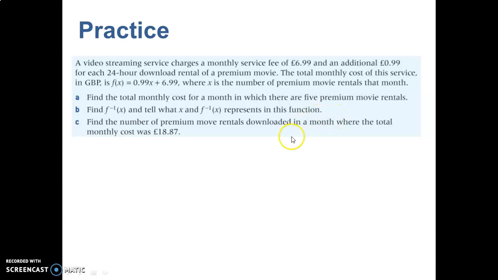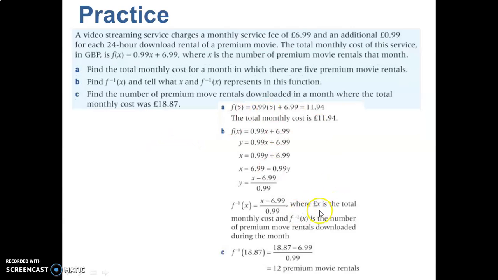And B, try B as well. Find the inverse function and explain what it represents for this function. Finally, find the number of premium movie rentals downloaded in a month where the total monthly cost was this. So this is going back to our use of functions.